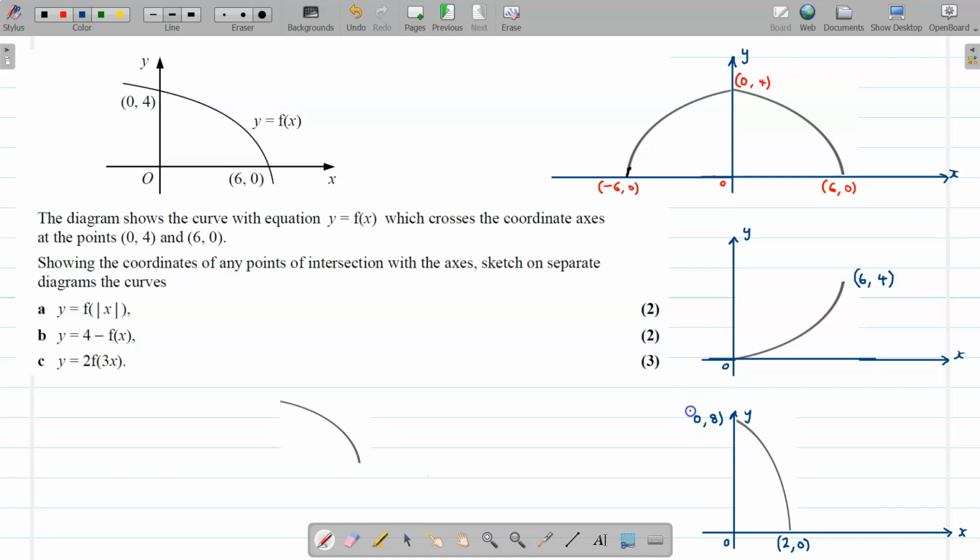Okay, so that is really a GCSE question on transforming a graph. And that's the answer to those 3. We didn't need this one here in the end, so we'll remove that. Okay, I hope that was helpful. Take care.